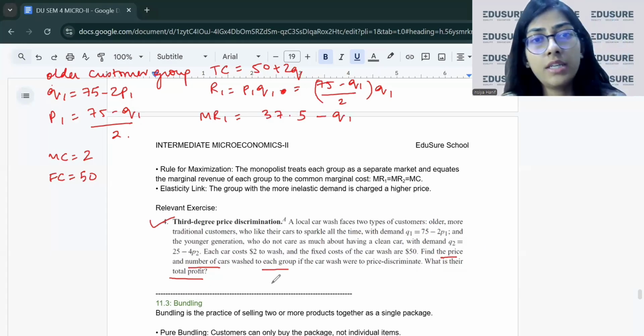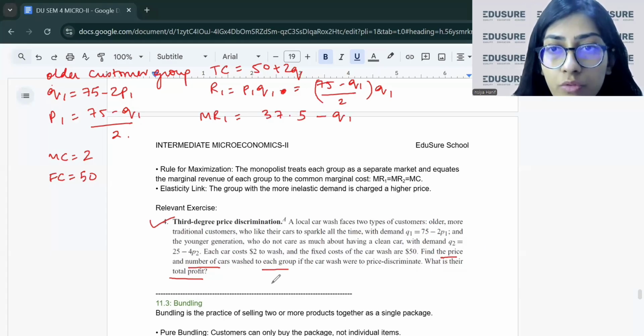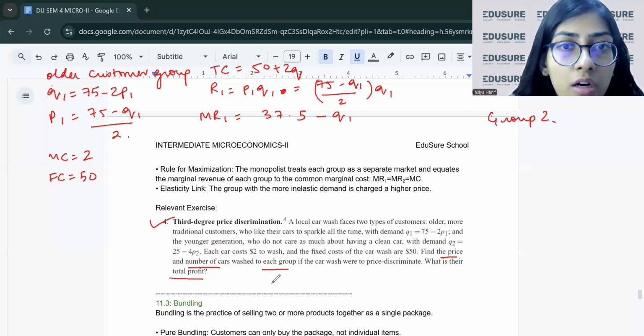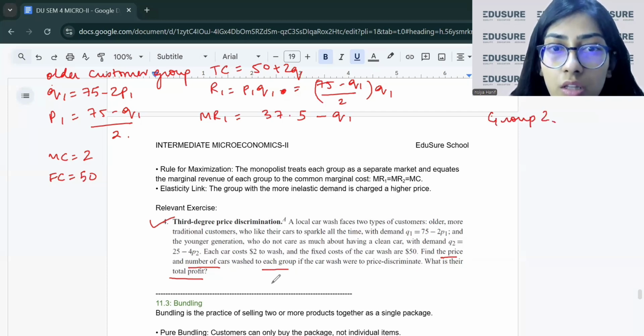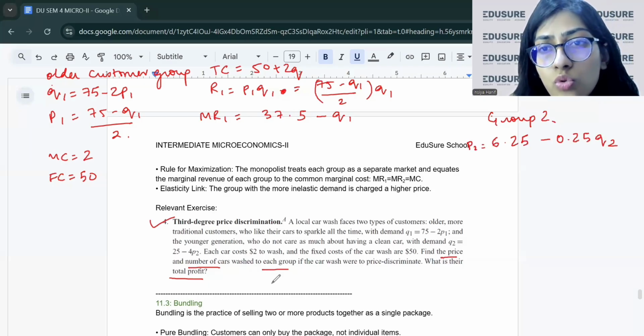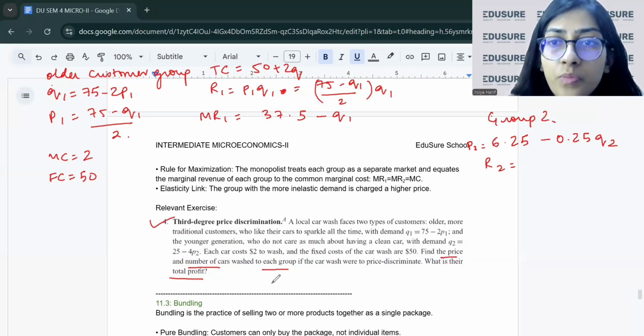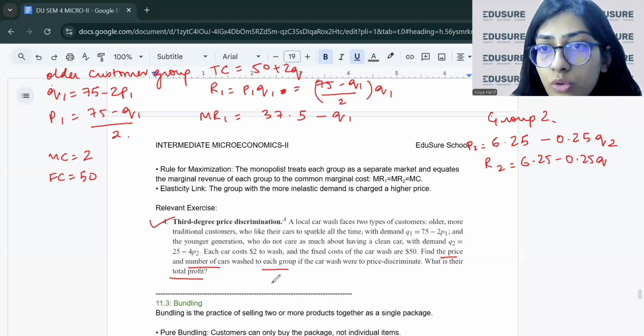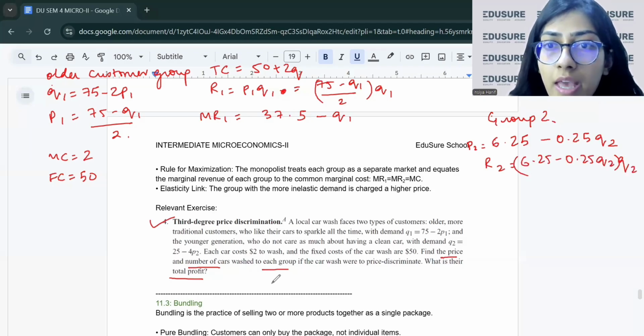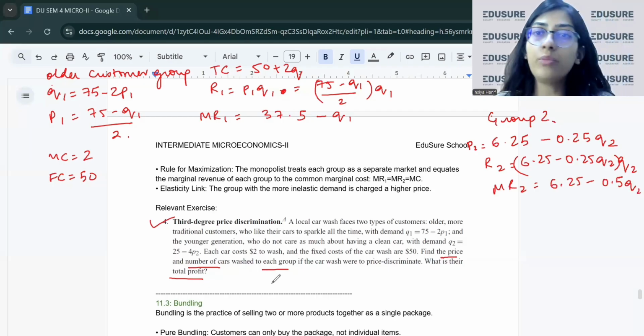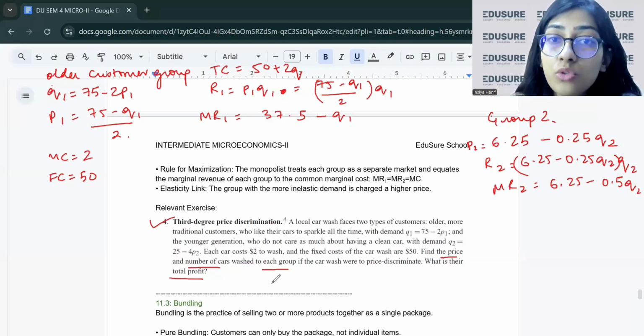Now similarly for the second group, we can figure this out. The inverse demand function will be, P2 = 6.25 - 0.25 Q2. So the total revenue function will become (6.25 - 0.25 Q2) into Q2. And MR2 will become 6.25 - 0.5 Q2. So we have both our MRs. Now MC is equal to 2, so we just set it.